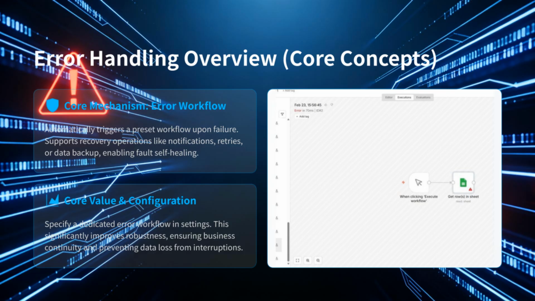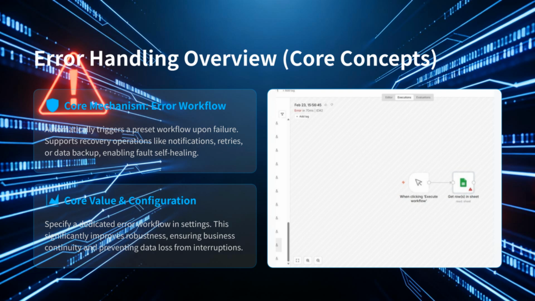Next, let's cover the error handling overview, the fundamental concept of how n8n manages failures and why it's so crucial. The core idea here is the error workflow, a preset, separate workflow that n8n automatically triggers when your main workflow fails. This serves as n8n's fault tolerance mechanism, transforming the scenario from workflow breaks, everything stops, to workflow fails, error workflow fixes it. Configuring an error workflow is simple.